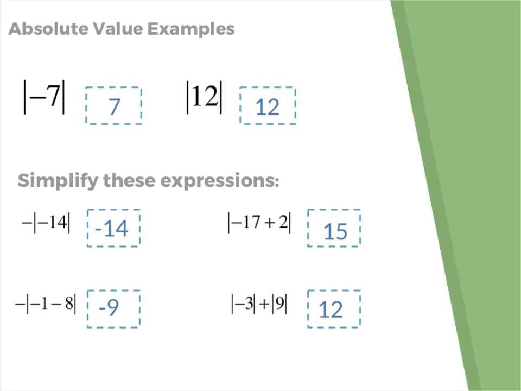Negative 1 minus 8, just type that right in your calculator. If you're not sure about your integer rules, you get negative 9. The absolute value of negative 9 is 9, with a negative sign on the outside, so that becomes negative 9 again. And then you have to figure out for the last one, the absolute value of negative 3 is 3. The absolute value of 9 is 9, and then add those together to get 12.